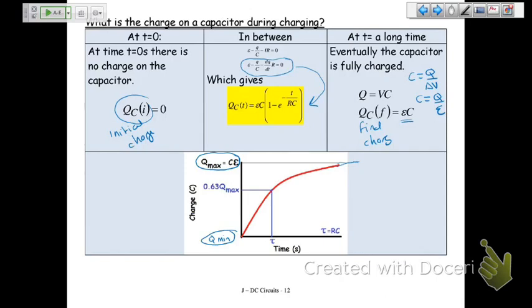I'm cheating like crazy: solve for Q. The charge on the capacitor, which varies in time, is equal to my EMF times my capacitance. If you think about it, that's your Q max, isn't it? Yes. Modified by this factor, and the factor is 1 minus e to the minus t over RC. That is, e is raised to a power, minus t over RC.